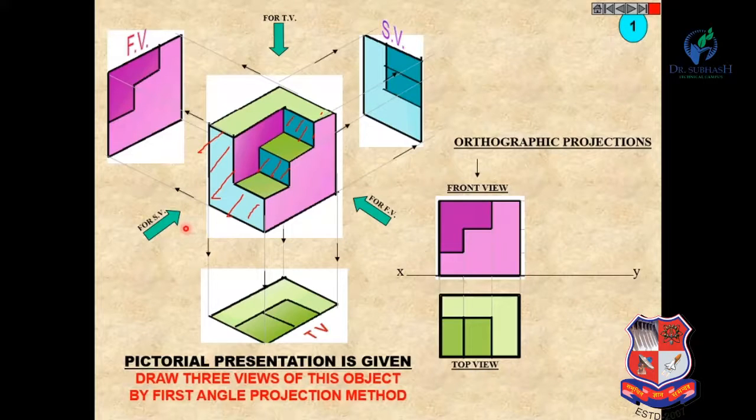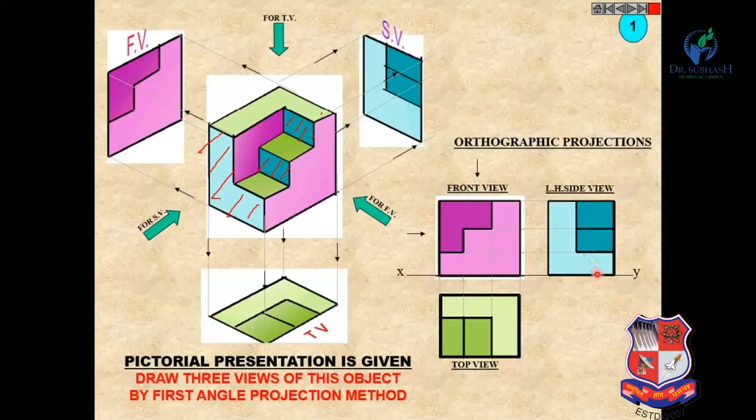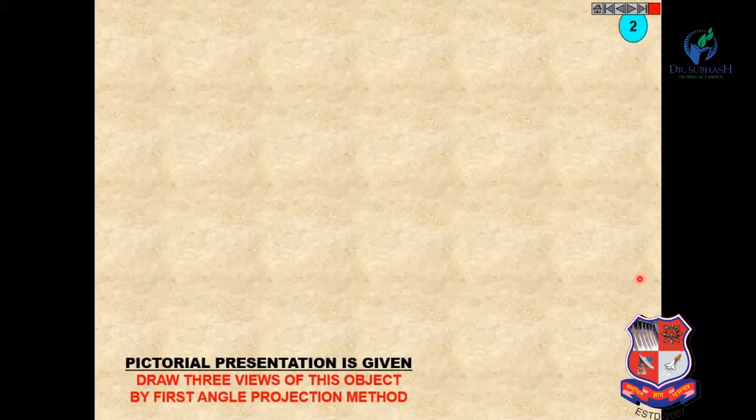Now left hand side view. So the left hand side view will be to the right of the front view. Looking from this direction, this is our left hand side view. Left hand side view is known as LHSV.